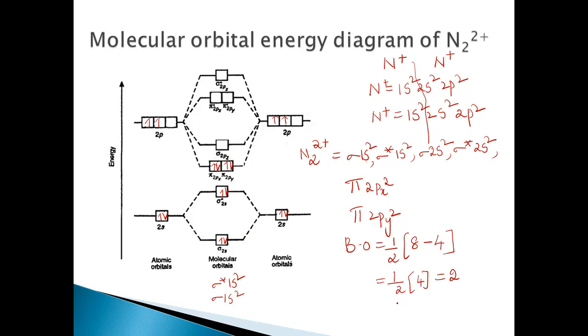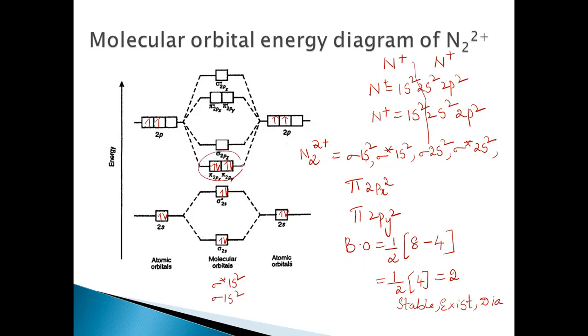So what are the properties of this? It is stable since the bond order is 2. It does exist because the bond order is positive. And what about the magnetic behavior? Are there any unpaired electrons? All of them are paired up in all the molecular orbitals. So it is diamagnetic in nature. And since it is diamagnetic, all the electrons are paired up, all the spins are paired up. So it's a low spin complex and it is colorless because there is no unpaired electron.